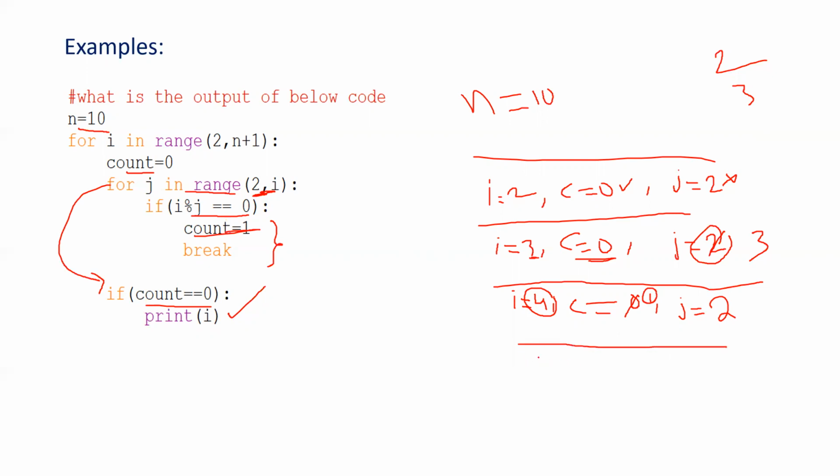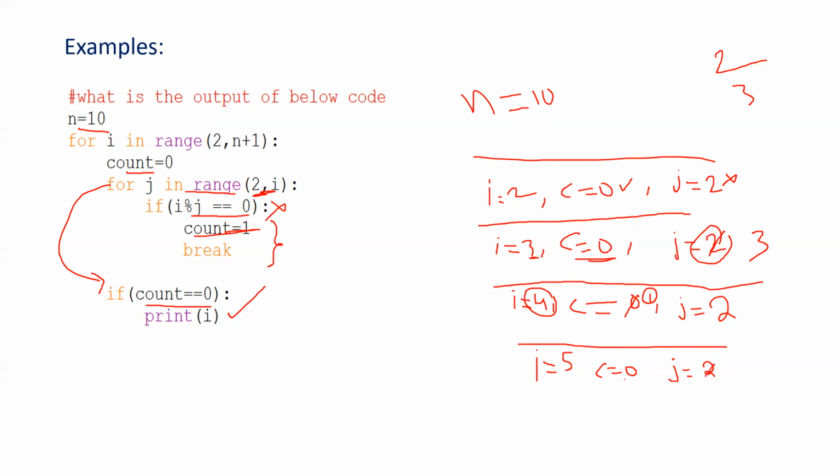And again, let's look at i equal to 5. When you look at i equal to 5, again the count value will be 0 and j value will start from 2 and j value will be up to 4 only, because j will be in the range of 2 comma i. Now when you check i modulo j, 5 mod 2, which is nothing but 1, so this condition failed, so count value will be 0 only.